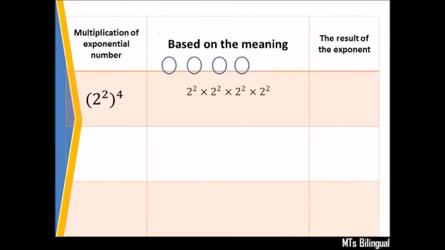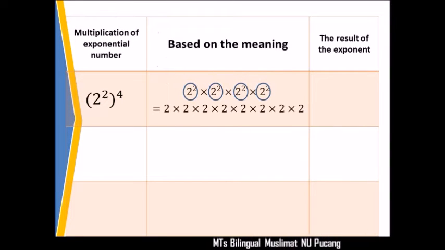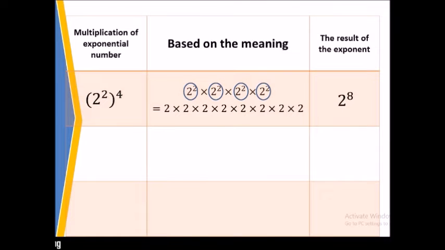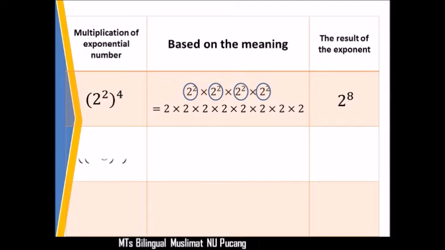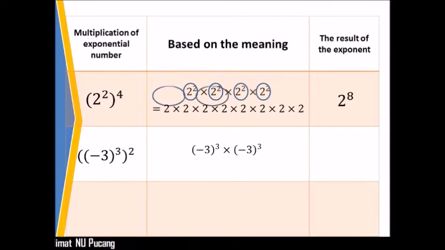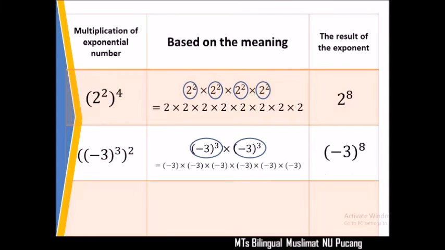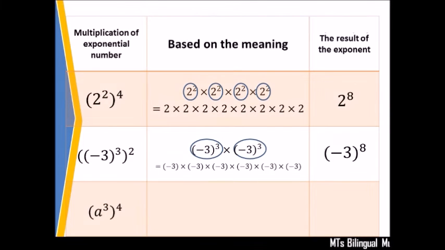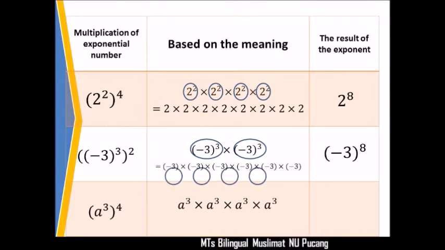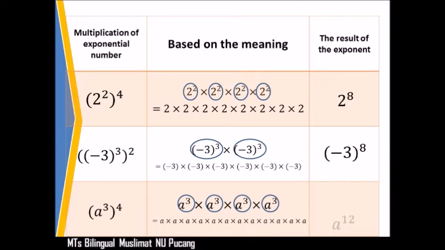Please pay attention to the following equations for power of an exponential number: (2 to the power of 2) to the power of 4. Next, ((negative 3) to the power of 3) to the power of 2. And the last, (a to the power of 3) to the power of 4.